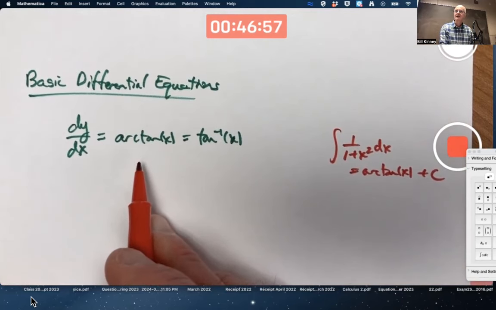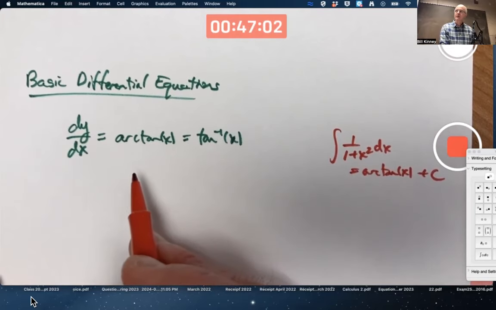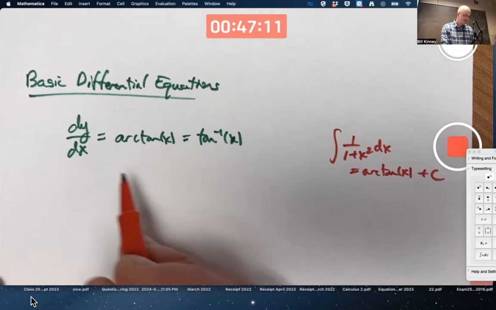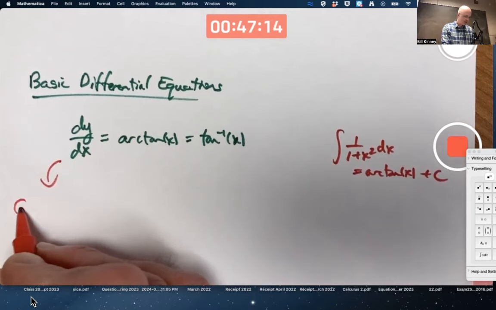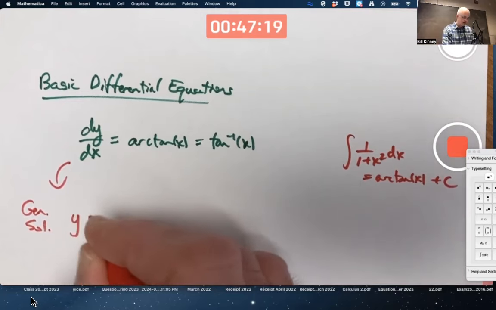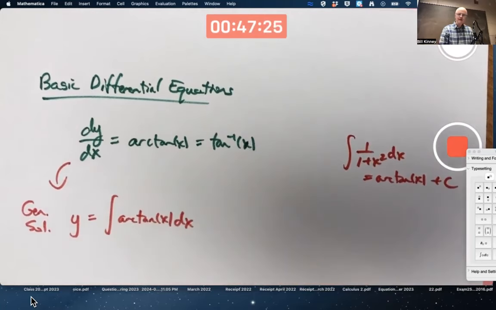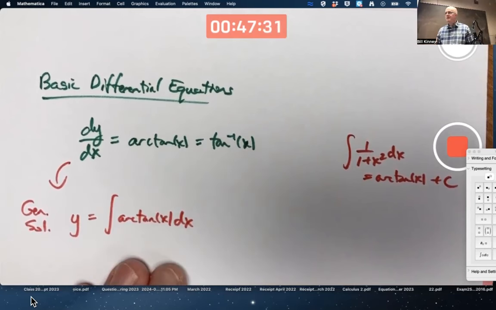We're integrating arctangent. We are after the most general solution of this, the most general function whose derivative is always the arctangent function. We've got to integrate arctangent. The so-called general solution is just the integral of the arctangent function, not the integral of 1 over 1 plus x squared. And the answer to this integral is not 1 over 1 plus x squared, because that would be the derivative of the arctangent function, not the integral.